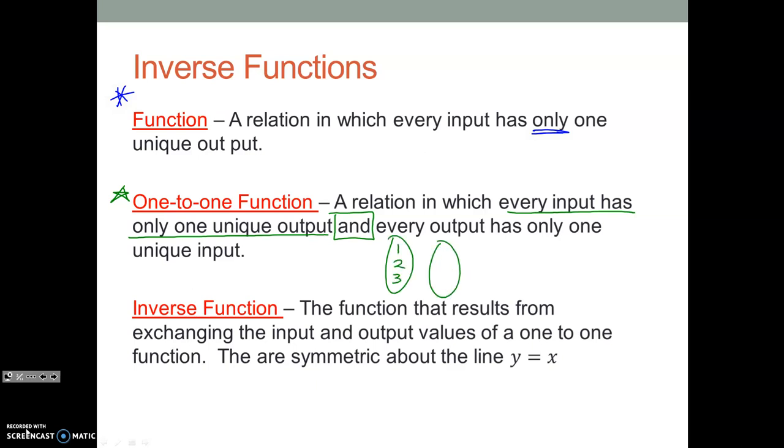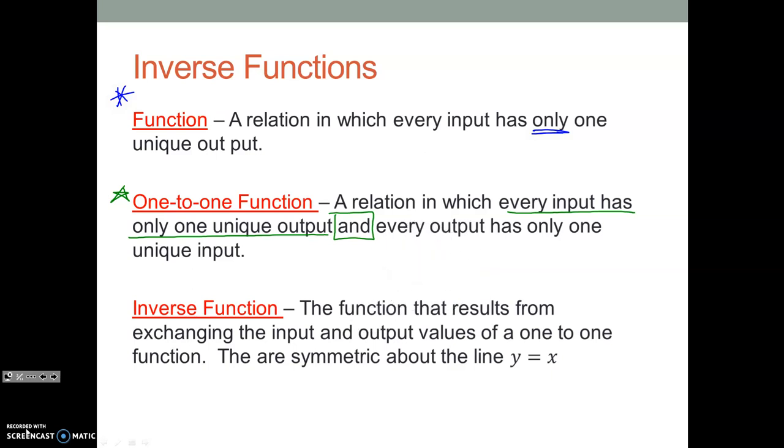Before, we had talked about this example here. 1 has an output of 4, 2 has an output of 4, 3 has an output of 4. So each of those inputs has only one output. This is a function. However, this is not a one-to-one function, because a one-to-one function says that each output can only have one input as well.